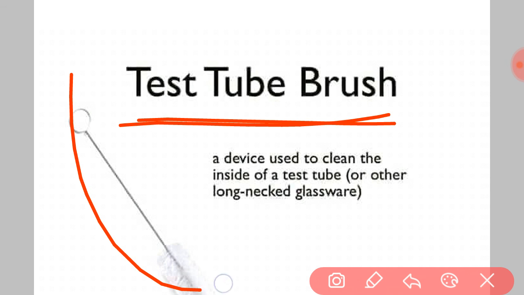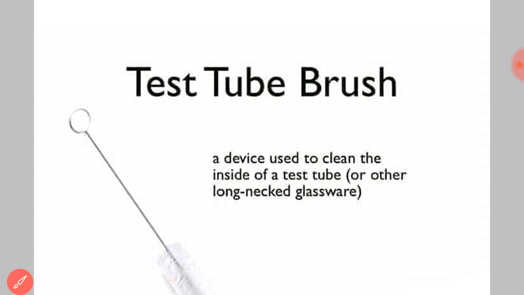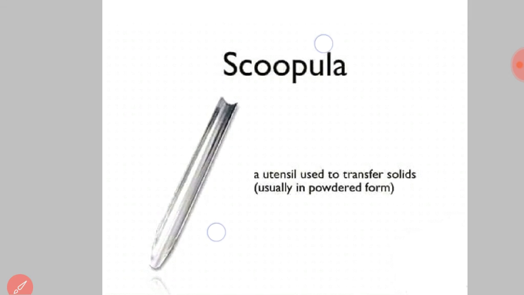See this, this is the picture of a test tube brush. Basically, a test tube brush is used to clean the inner wall of the test tube, okay. This is the lab apparatus, test tube brush. Going to the next apparatus, that is spatula.